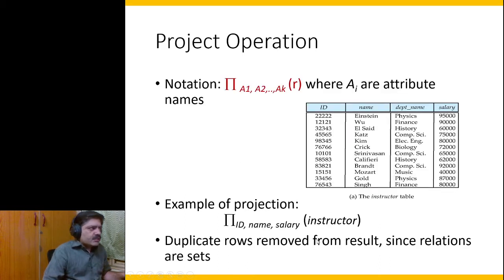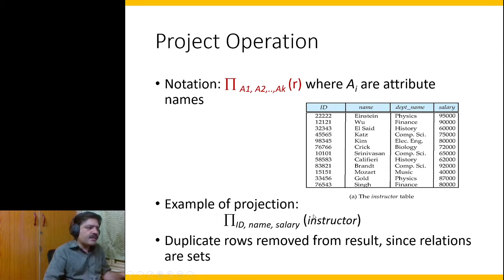The next operation we look at is the project operation. We use a pi to refer to that. So let's say I have an instructor relation, something like this, and in this case, let's say I'm interested only in looking at the ID, name, and salary columns of the table, and want to ignore the department name. Then I would write something like this. So this projects ID, name, and salary columns from the instructor relation.